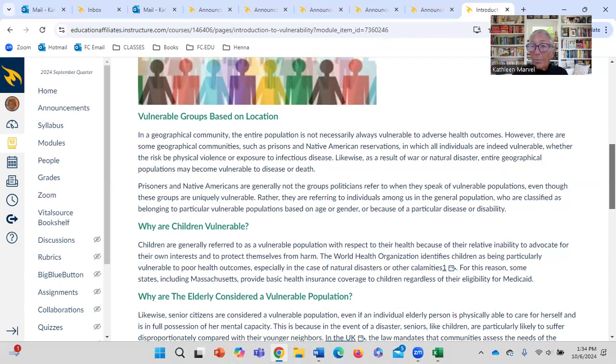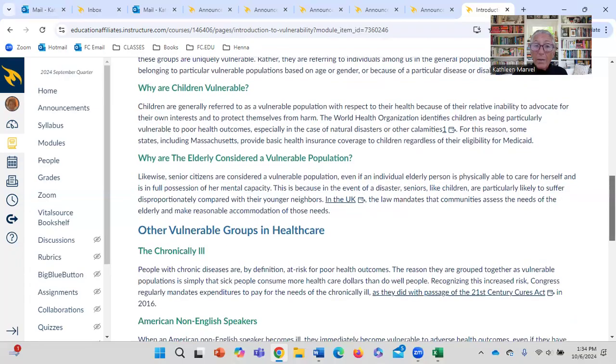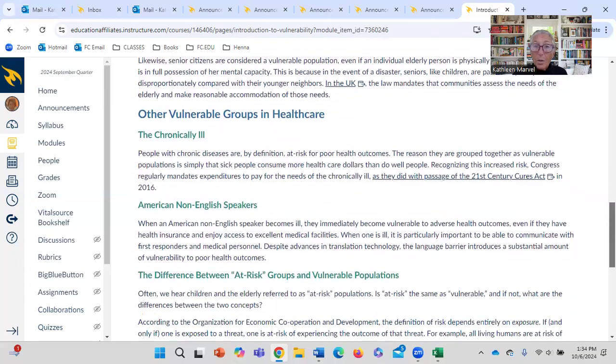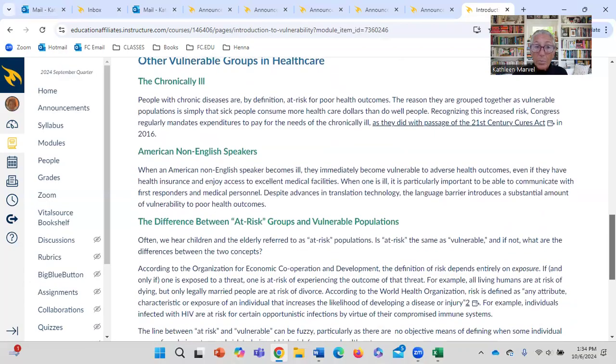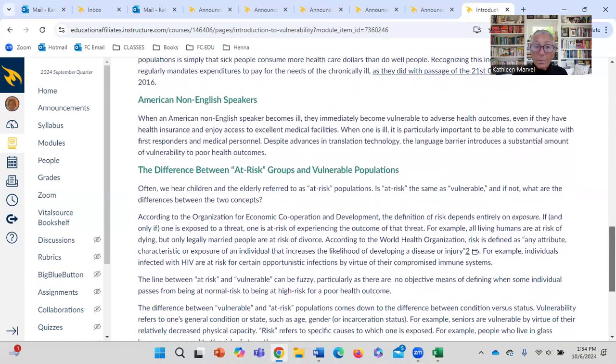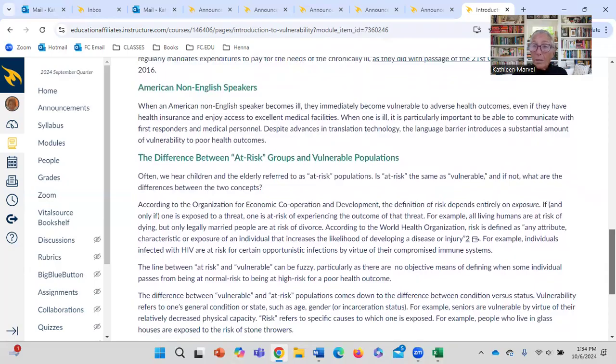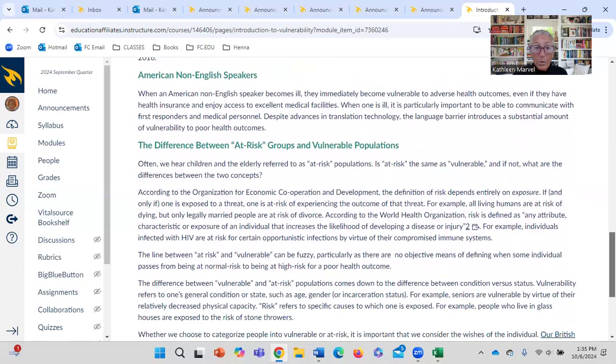Populations that may be involved in or the result of war or natural disaster. We do have entire geographical populations that may be vulnerable to disease or death. Then we talk about why kids are vulnerable, why the elderly are considered vulnerable, chronically ill, as we said, non-English speakers. This is a good section to read about the difference between at risk and actually vulnerable, so have a look at that.